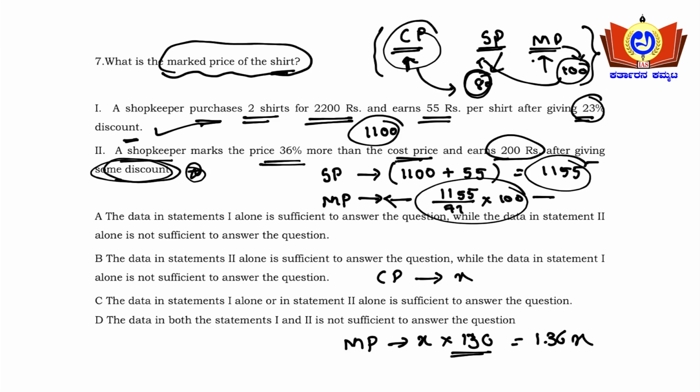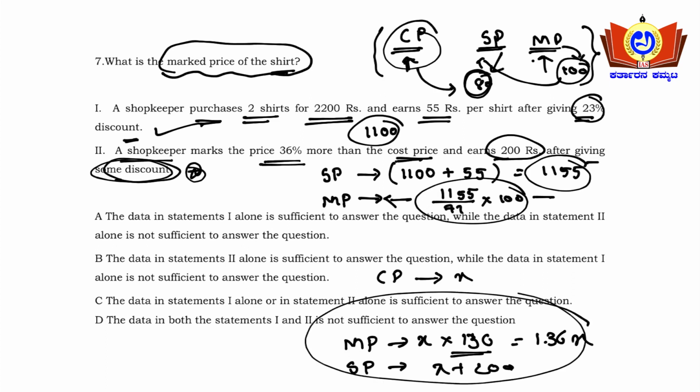And the selling price shall be X plus 200. See here, when you examine this statement, two unknown variables are there, and the discount is also not known.